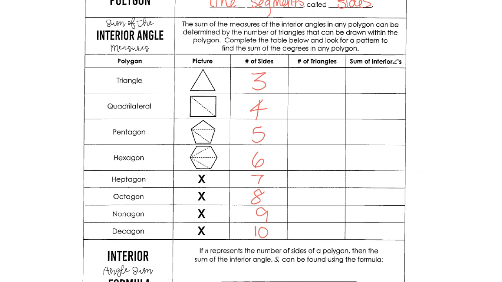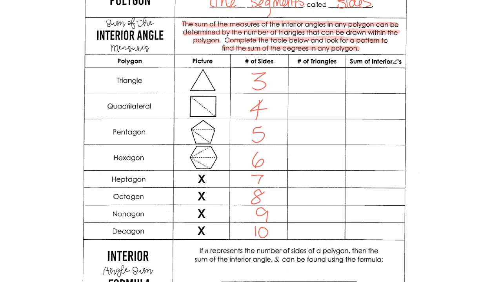All right, now let's talk about the sum of the interior angle measures. The sum of the measures of the interior angles in any polygon can be determined by the number of triangles that can be drawn within the polygon. Complete the table below and look for a pattern to find the sum of the degrees in any polygon. So what that is saying is depending on how many triangles we can create within our polygon, we can just add those up or multiply it by however many triangles there are and find the sum.